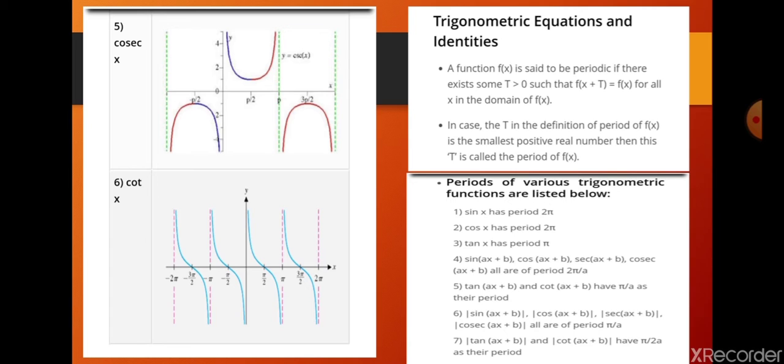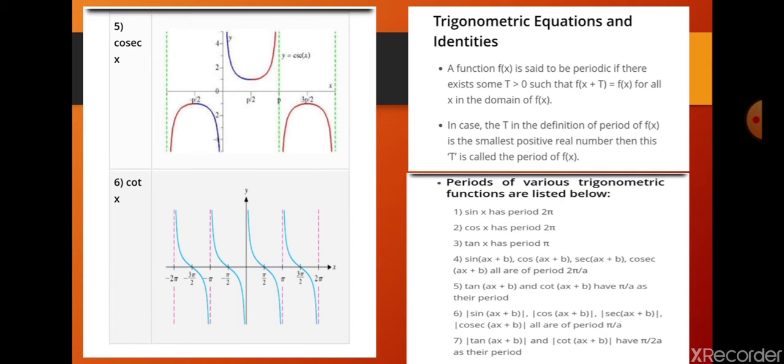The trigonometric equations and the identities. A function f of x is said to be periodic if there exists some period t which is greater than 0 such that f of x plus t equals f of x for all x in the domain of f of x. In case the t in the definition of period of f of x is the smallest positive real number, then this t is called period of f of x. Periods of various trigonometric functions are listed below.